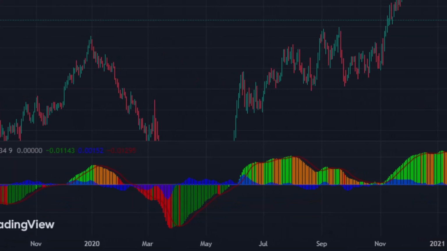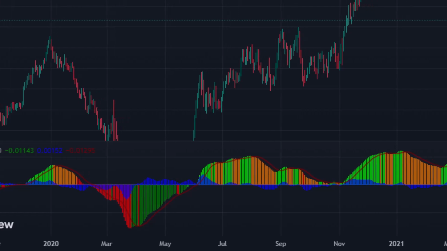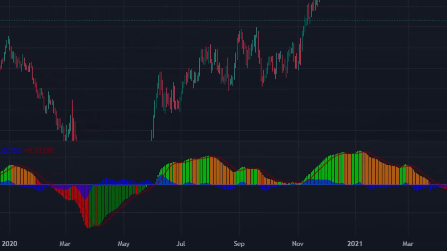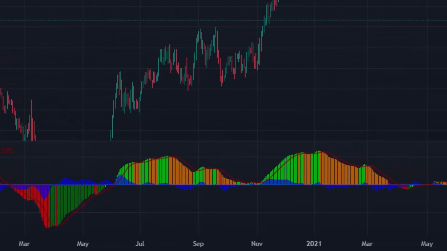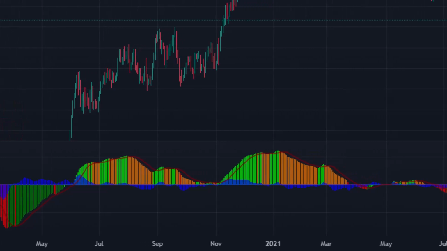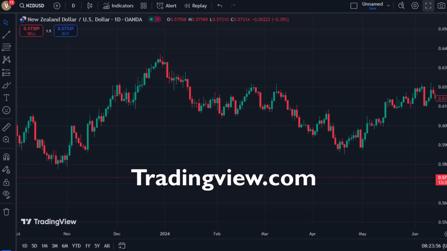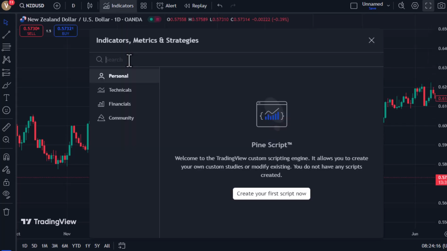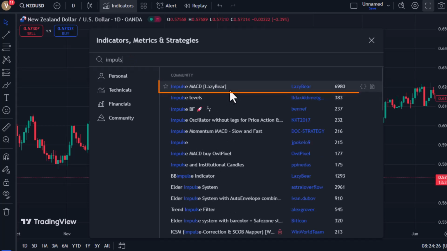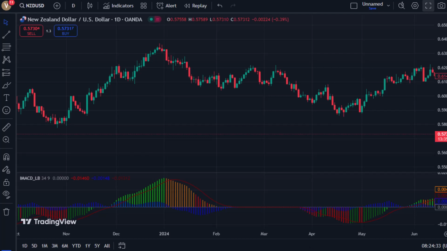And now I'm going to show you exactly how to apply this indicator onto your chart, how it works, and the strategy that you can use to trade with it. So the first thing you want to do is apply the indicator onto your chart. Now, the charting platform that I'm using is called tradingview.com. Once you've opened it, you want to go to the indicator section and type in Impulse MACD, then choose the one by lazybear.